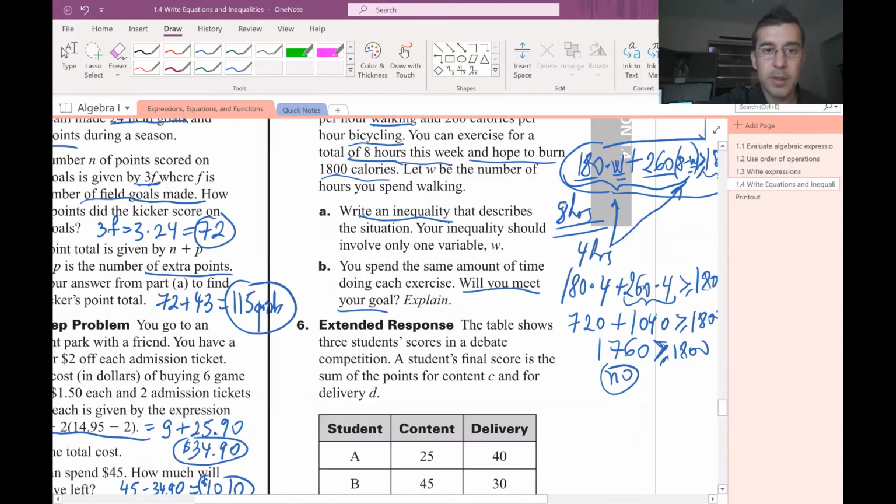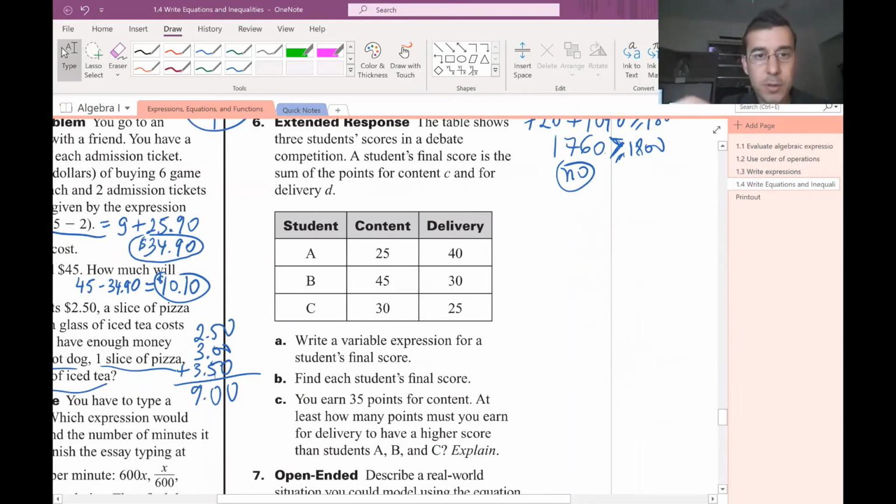Number 6, extended response. The table shows 3 students, student A, B, and C. In a debate competition, a student's final score is the sum of the points for content, C, and delivery, D. So this is C and D. Write a variable expression for a student's final score. So the final score is the sum of C and D, right? So the final score will be C plus D. That's the expression. That's A.